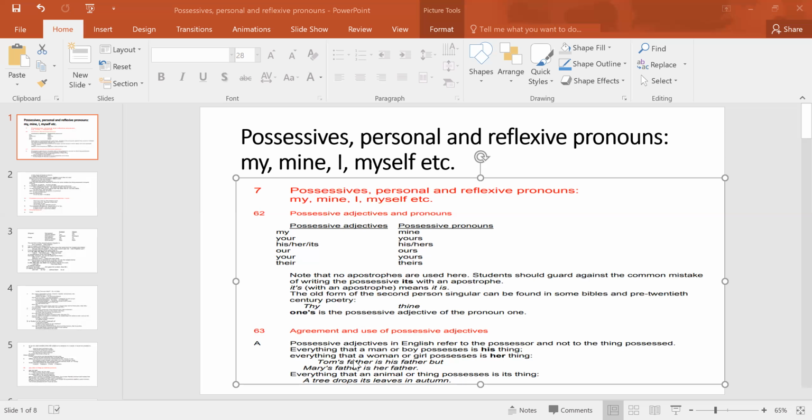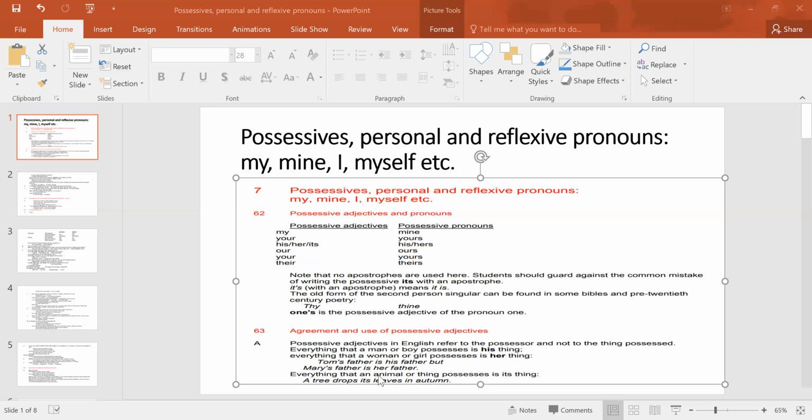You use his for male and her for female. Everything that an animal or thing possesses is its thing. So you use it or its for things or animals, for babies, and for living things whose sex is not clear, whose sex we don't know. Here you use its for things.